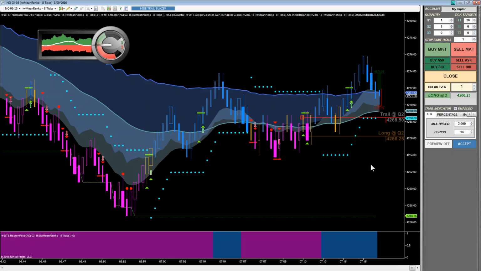Unless the buyers show up all of a sudden. You can see there was some active buying down here near our break even. Gold seems to be rallying a little bit, and that's going to put a little pressure on the stock indices, I think.